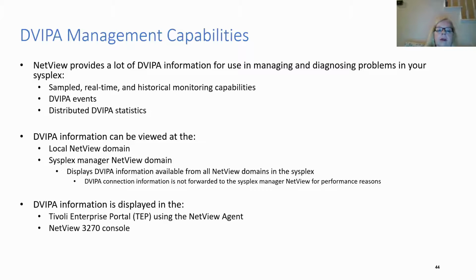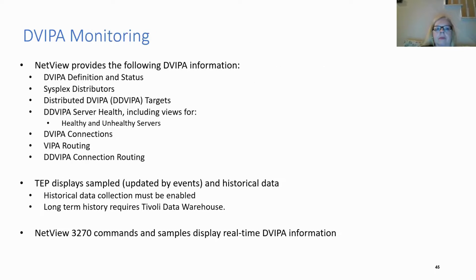The DVIPA information is displayed in the Tivoli Enterprise Portal or the NetView 3270 console. This information is not in NMC because DVIPA data is more of a cluster technology and not a hierarchical technology, which is what NMC does.